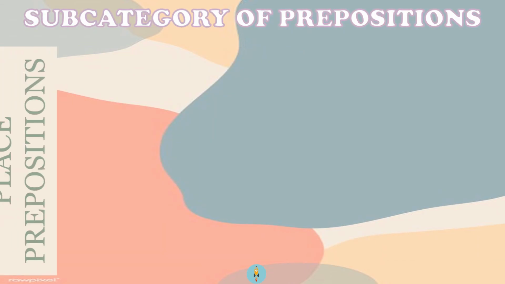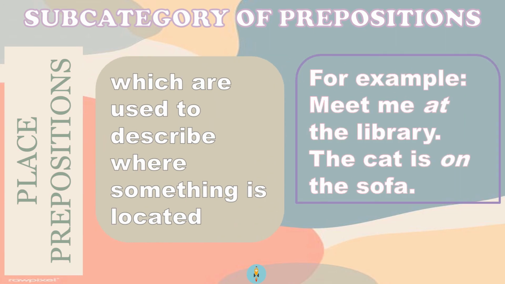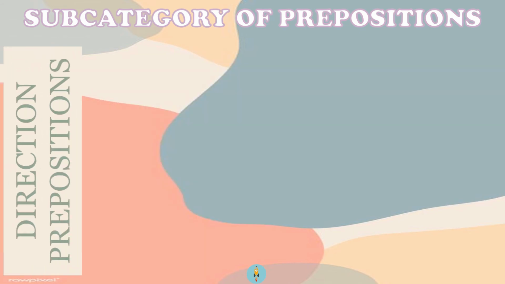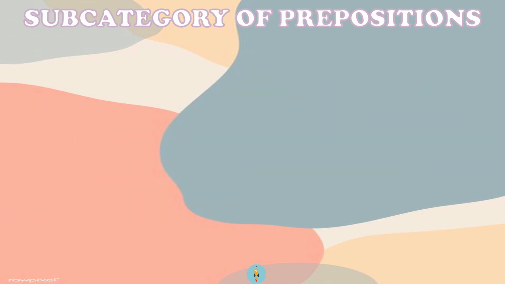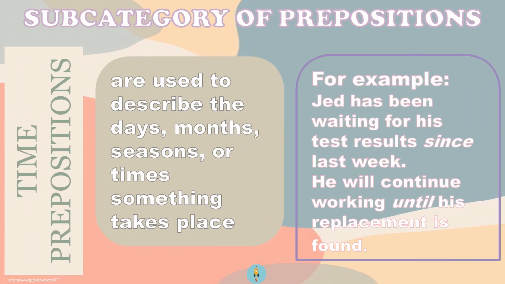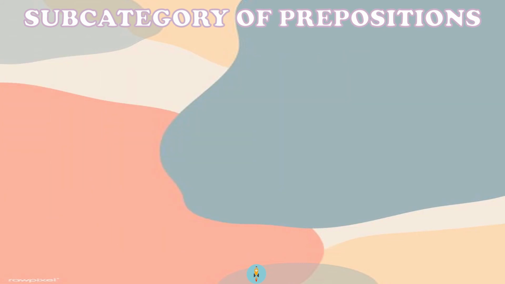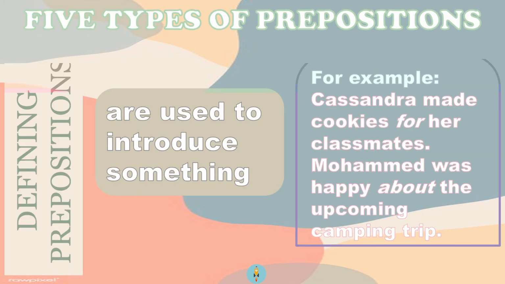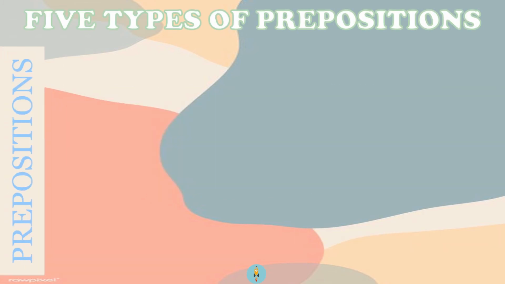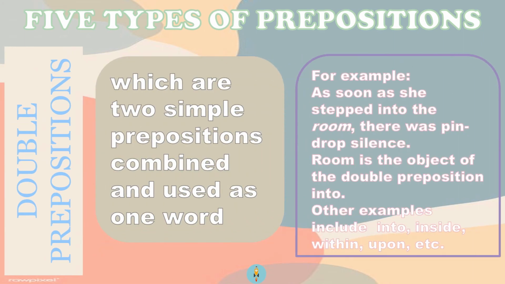One subcategory of prepositions are place prepositions, which are used to describe where something is located. Direction prepositions are used to describe where something is going. Time prepositions are used to describe the days, months, seasons, or time something takes place. And defining prepositions are used to introduce something. But what happens when we combine 2 simple prepositions? Simple. We have double prepositions, which are 2 simple prepositions combined and used as one word.